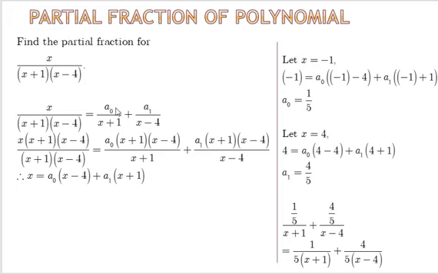Just substitute it into these terms over here, and the 5 can actually be brought down below. Now it turns into 1 over 5 multiplied with x plus 1, and 4 over 5 multiplied with x minus 4, and this is your partial fraction. Okay, so as simple as that.